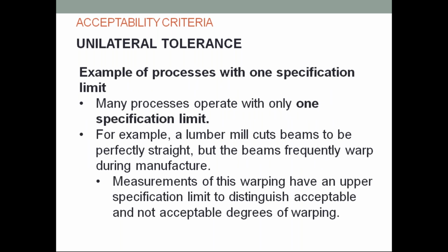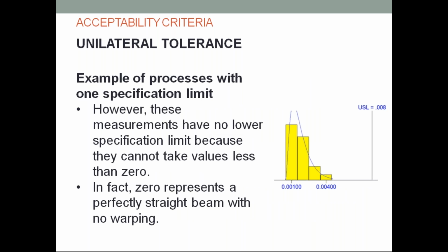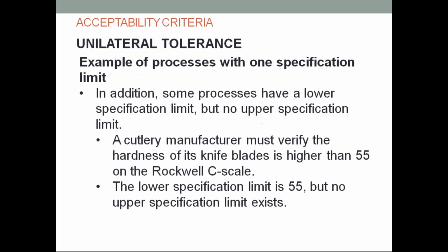As an example of processes with 1 specification limit, many processes operate with 1 specification limit, such as a min or max. For instance, a lumber mill cuts beams to be perfectly straight, but beams frequently warp during manufacture. Measurements of the warping have an upper specification limit to distinguish acceptable and not acceptable degrees of warping. However, these measurements have no lower specification because they cannot take values less than 0. In fact, 0 represents a perfectly straight beam with no warping.